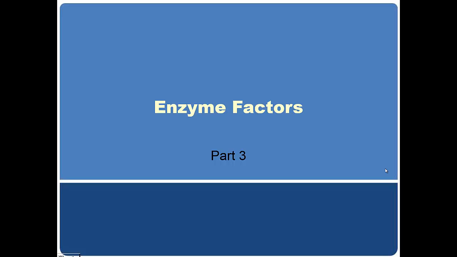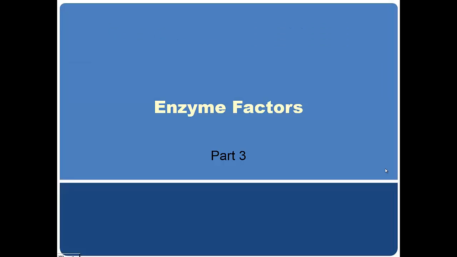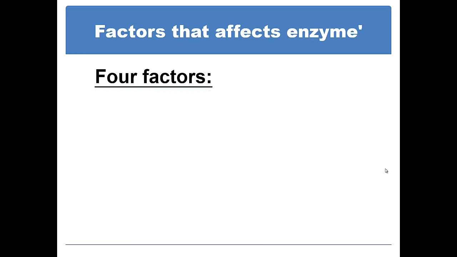In the previous part 2, we saw there are different kinds of properties and functions of enzymes, and there are some specific words for you to describe enzymes. Let's say complementary shape, lock and key theory, and also hydrolysis and condensation in their functions. So coming back to part 3, we will introduce you to different kinds of factors which would affect the enzyme activity.